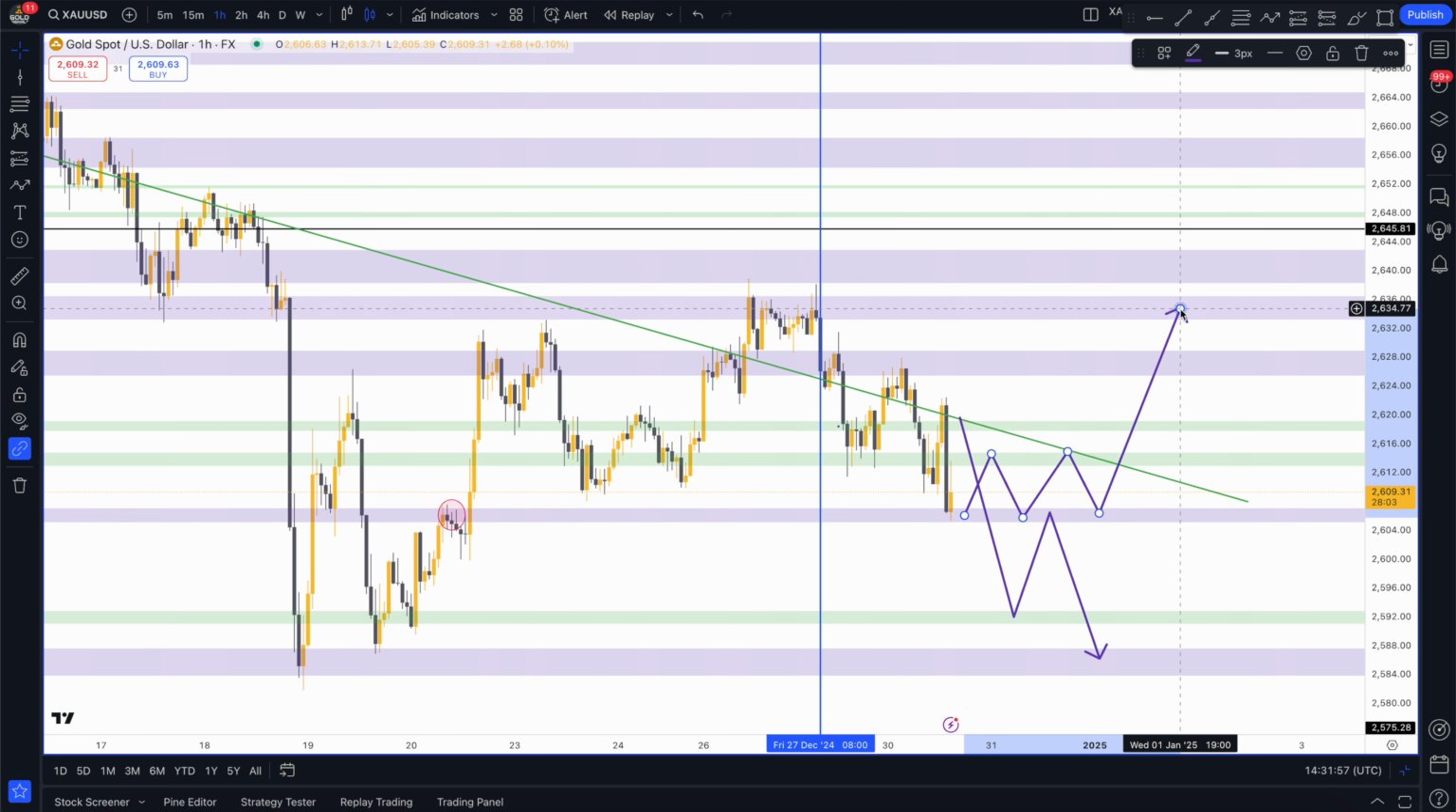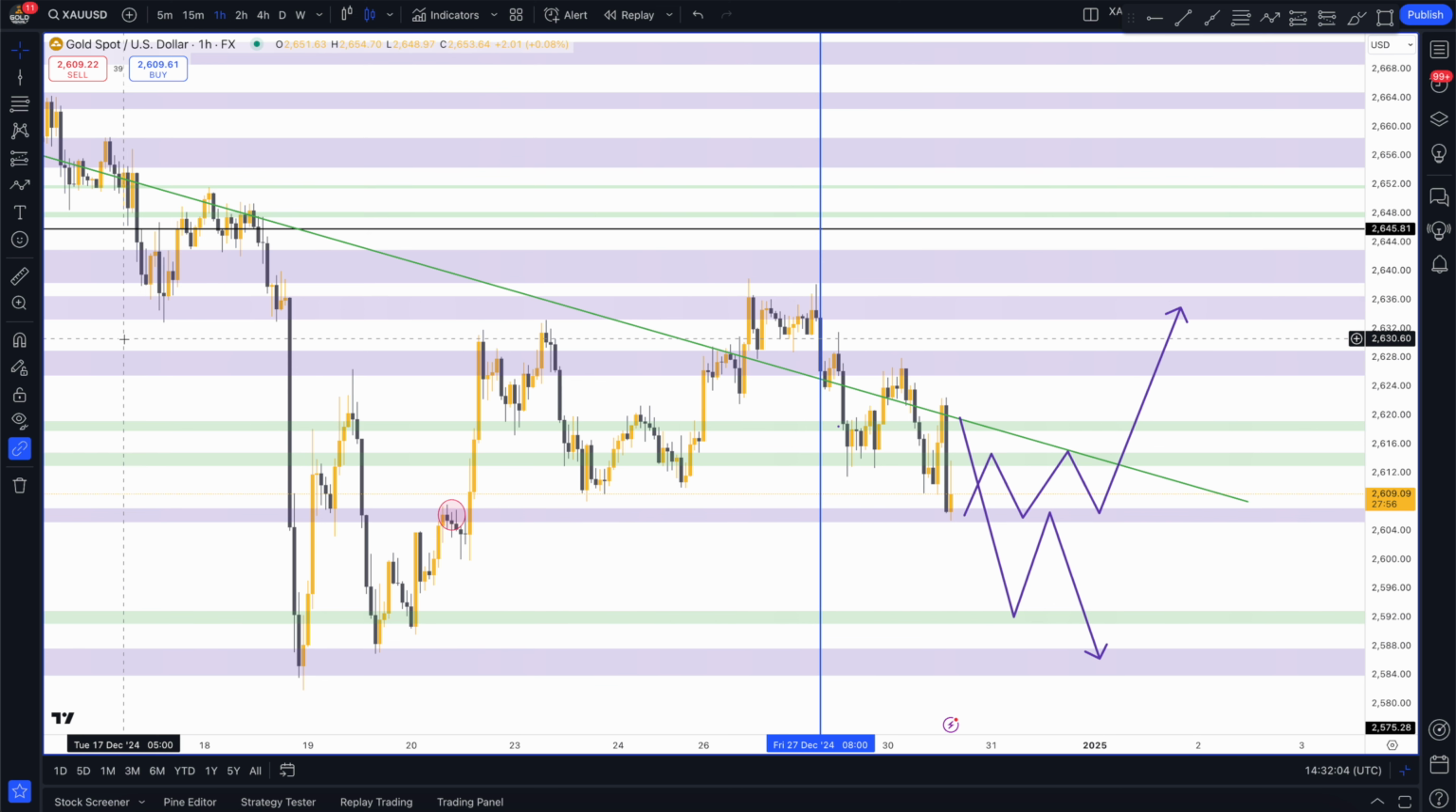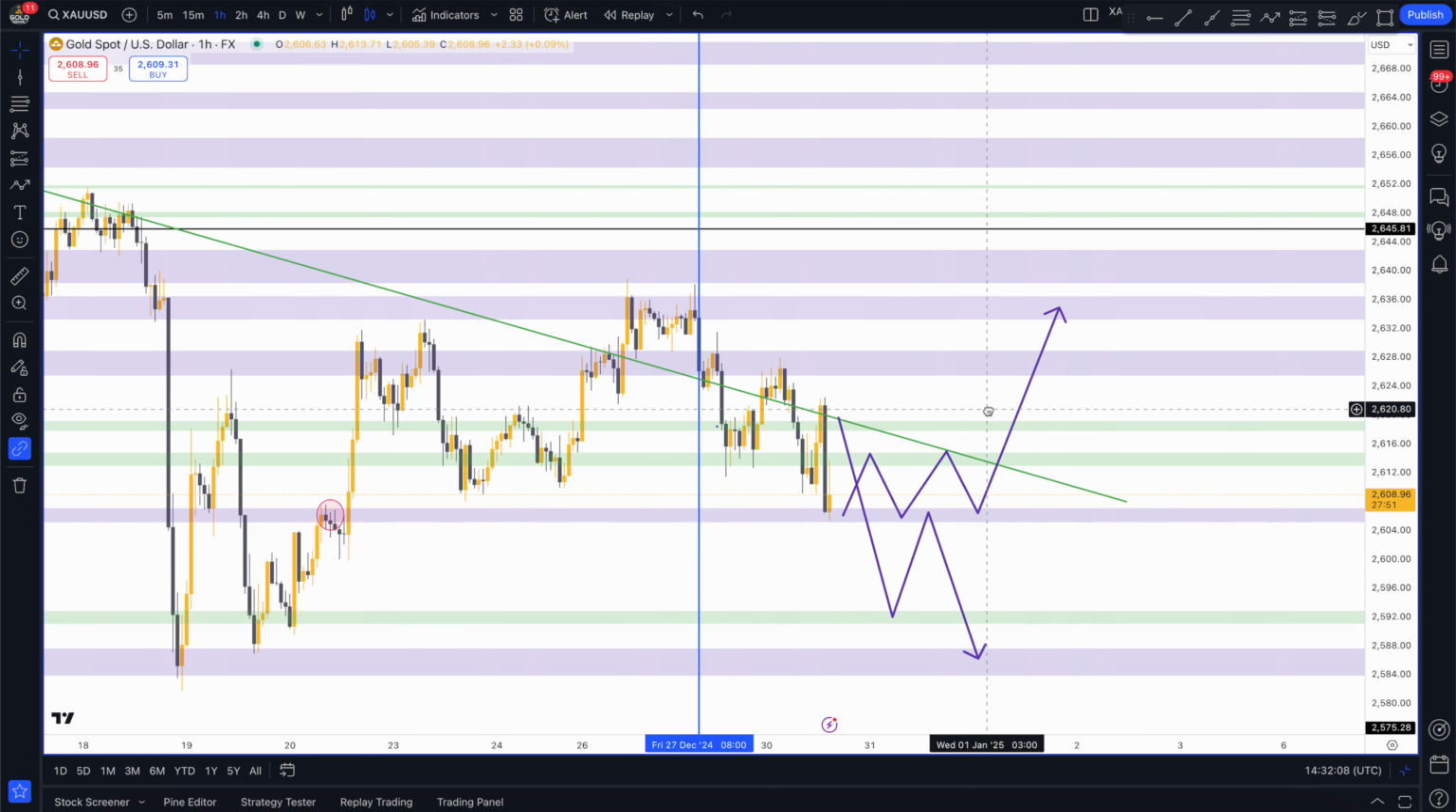The first level that we'd pay attention to would definitely be our 2627 level. And then our next point of interest after that would be this resistance and previous support at around 2635. So that's what we're looking at for a bullish scenario.